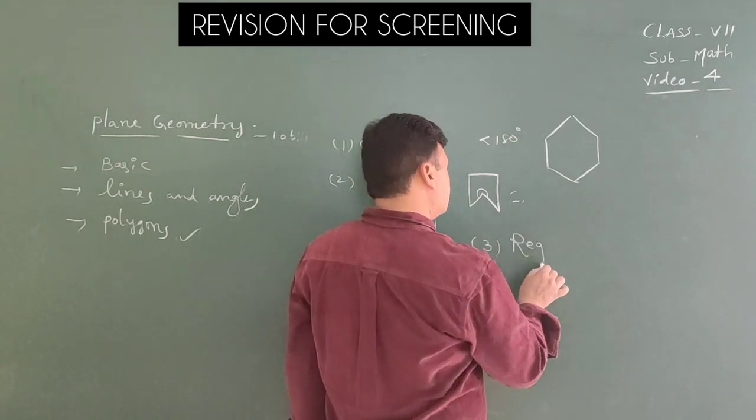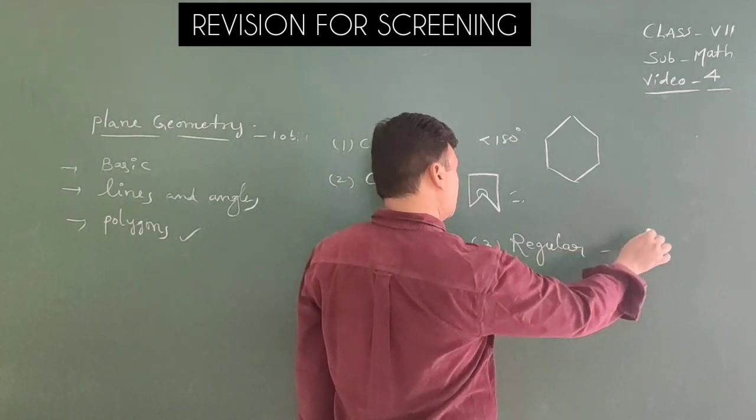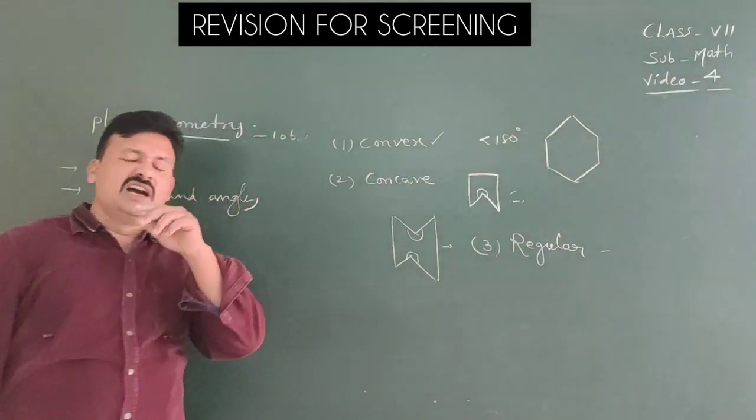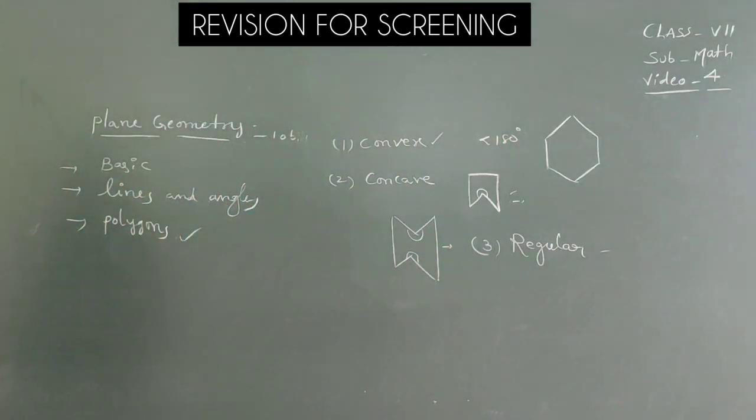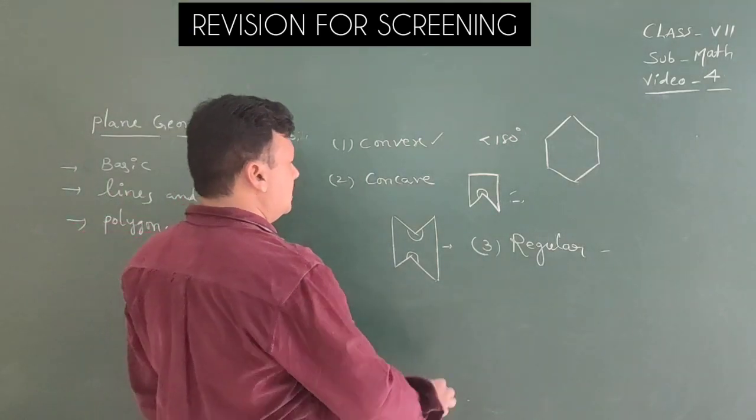Regular polygon. A polygon is said to be regular if and only if every side of the polygon is equal and every angle is also equal. If all the angles are equal and all the sides are equal in a given polygon, then it is called a regular polygon.